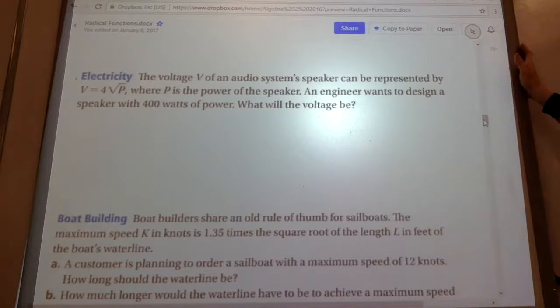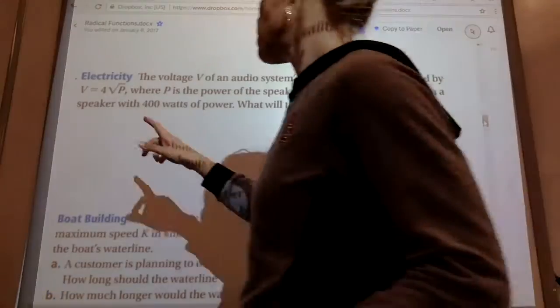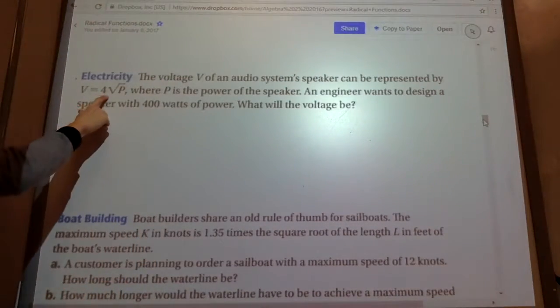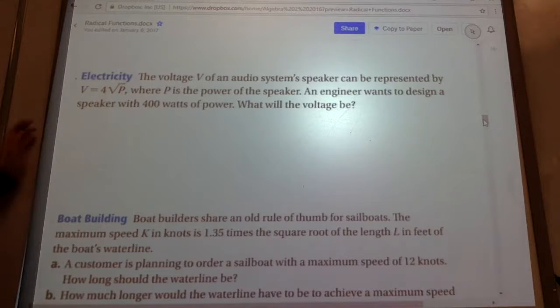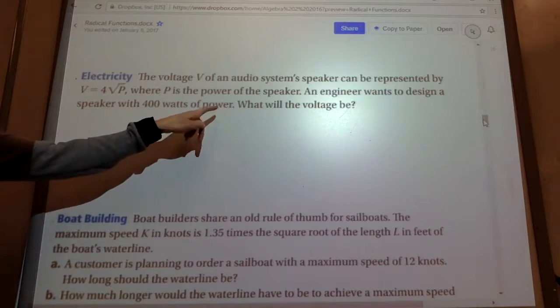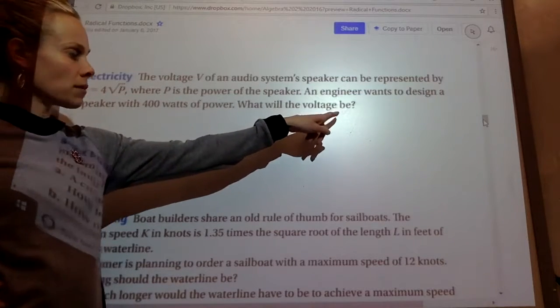Voltage V of an audio system speaker can be represented by V equals 4 times the square root of P, where P is the power of the speaker. An engineer wants to design a speaker with 400 watts of power. What will the voltage be?